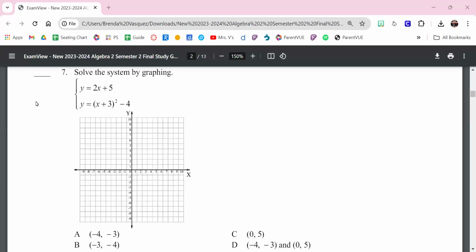All right, so here we go. We're going to go ahead and get started with number 7 since that's where we left off. This one is solving our system of equations.